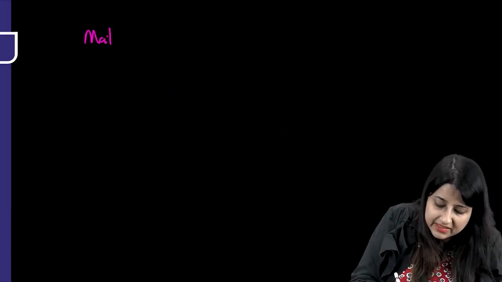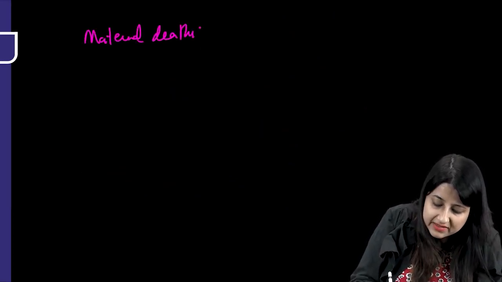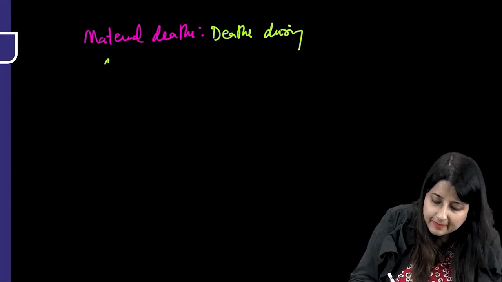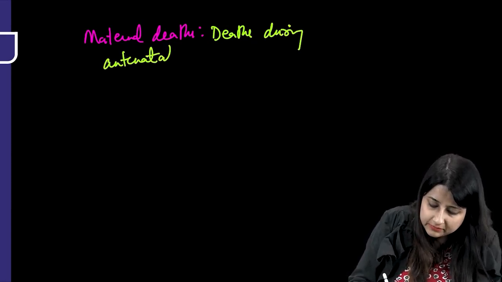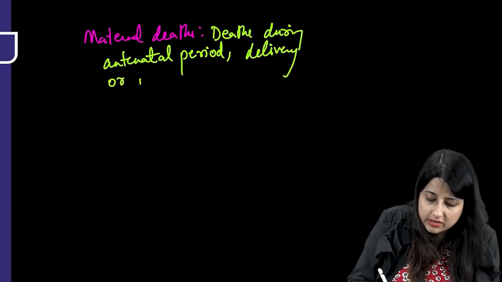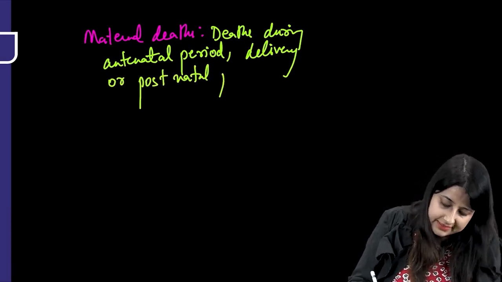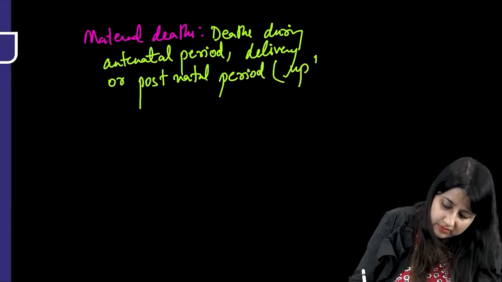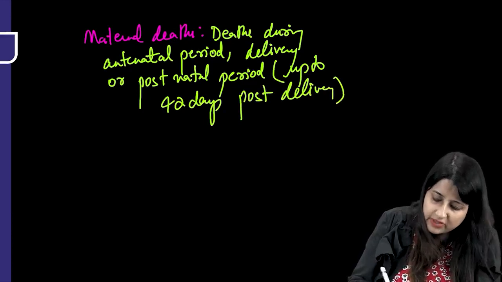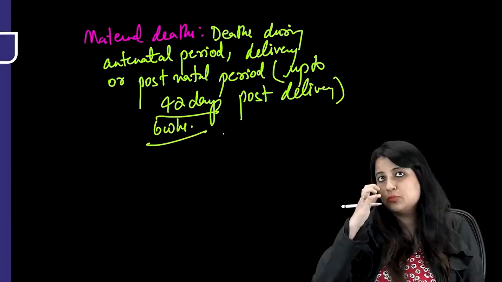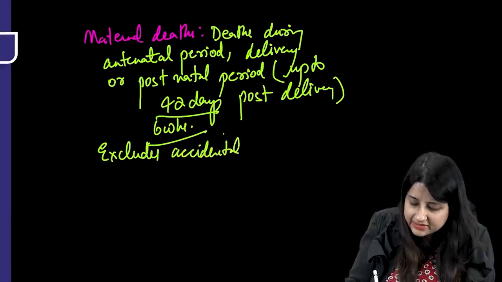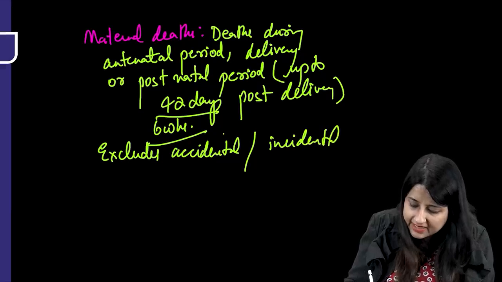Now you would ask me, ma'am, what is maternal death? So as we have done earlier also, what do you call maternal death? So maternal death, everybody, is the death during the antenatal period, or the death that occurs during delivery or the postnatal period. Postnatal period means up to 42 days post-delivery. Okay, up to 42 days, or you could also say death up to 6 weeks post-delivery. But remember, it excludes accidental or incidental causes. Okay, it excludes this.